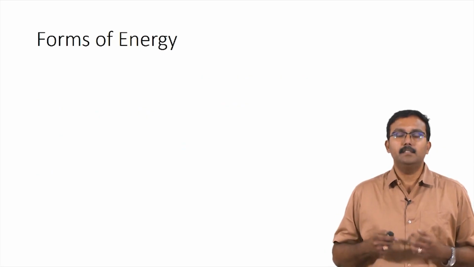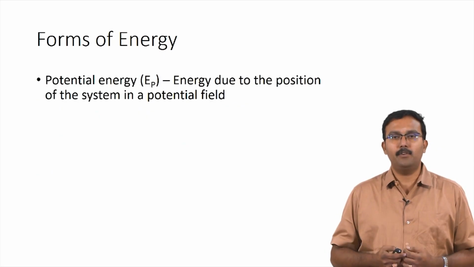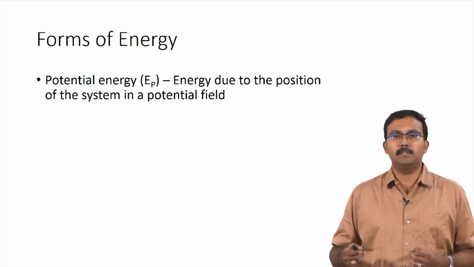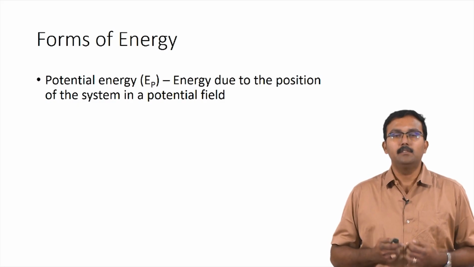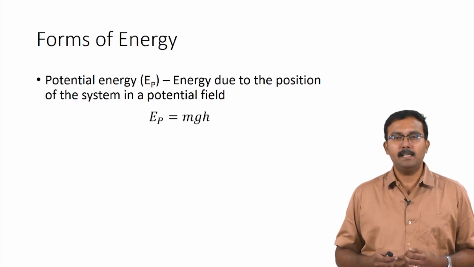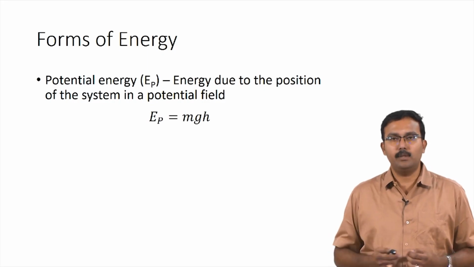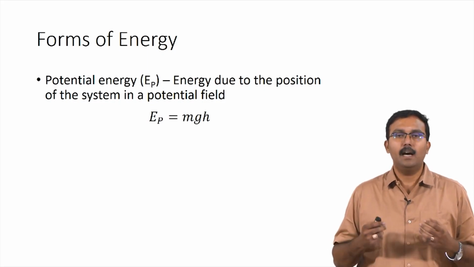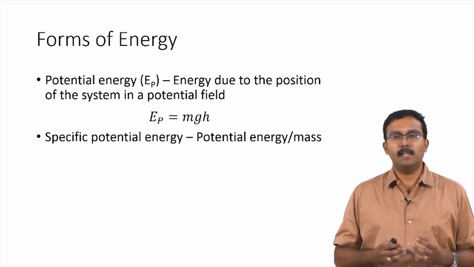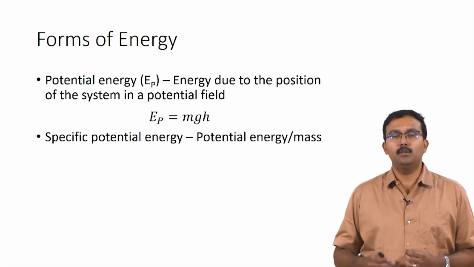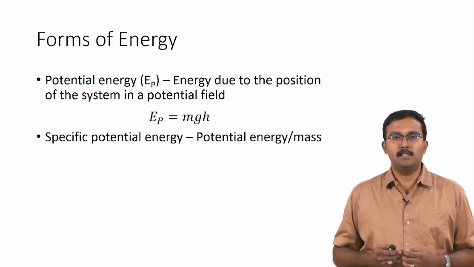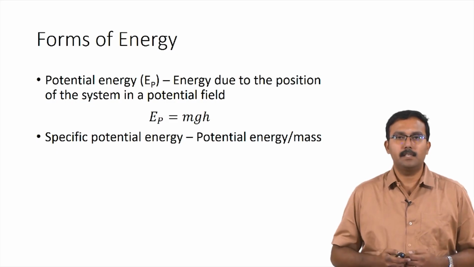Other than kinetic energy, you can also have potential energy for the system, which is the energy possessed by the system due to the position of the system in the potential field. This is calculated as mgh, where m is the mass, g is the acceleration due to gravity and h is the height at which it has been placed in the positional field. You can convert potential energy also to a specific property by dividing it by the mass of the system, giving you specific potential energy.